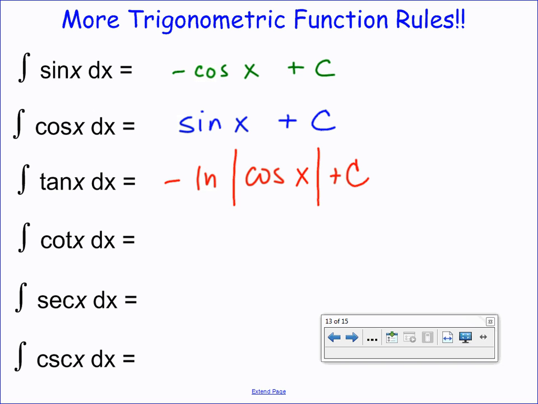What's the identity for 1 over cosine? Secant. And so I want you to know that you'll see this in multiple choice tests written as natural log of secant of x as well. Either one is fine with me for you to use during classroom tests or quizzes.